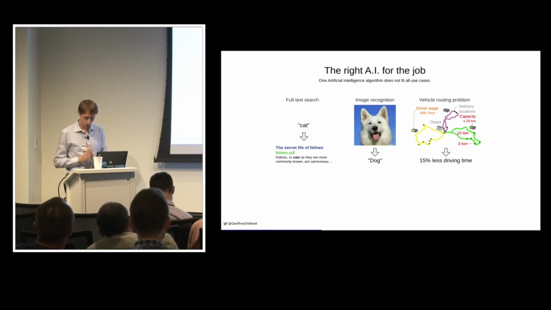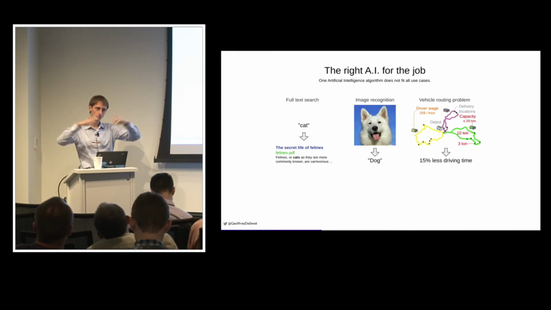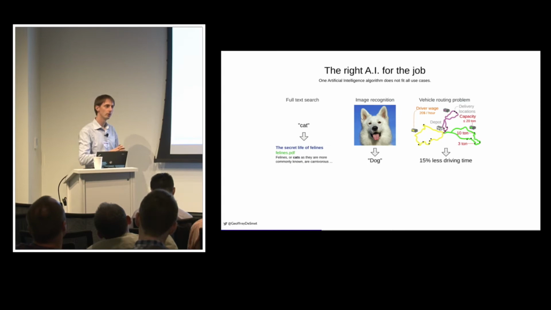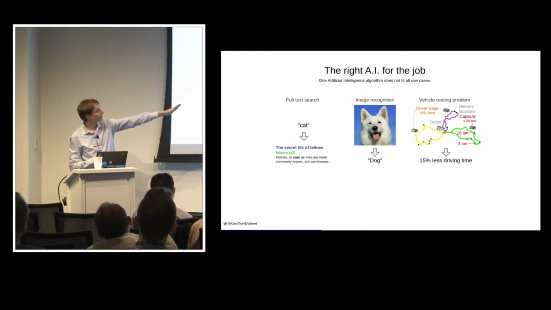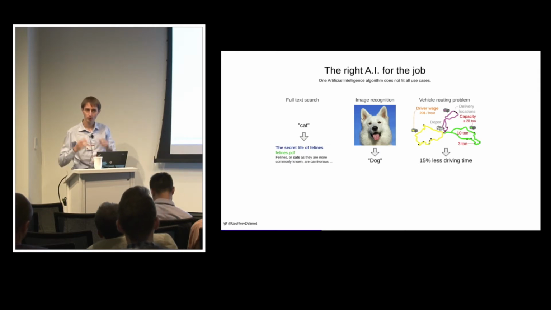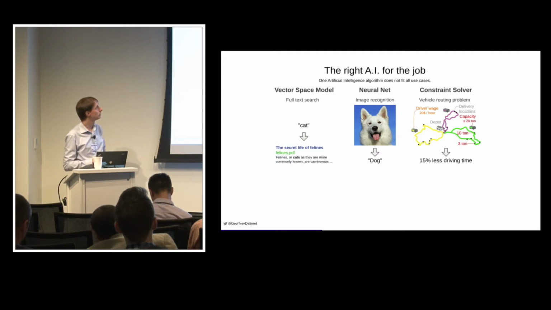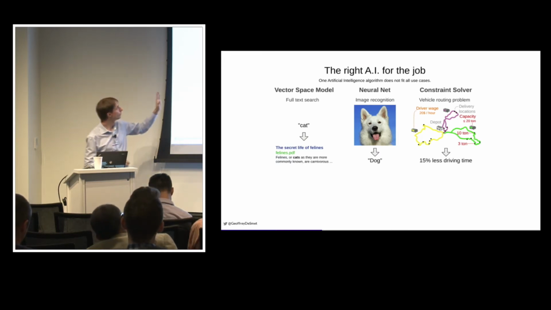Now, the interesting thing to know when you hear people talk about AI is that a lot of people just throw everything on one big pile, and they say, for example, neural nets will solve everything. They won't. Neural nets are great at the middle problem, image recognition, right? They're terrible at full text search, and they're terrible at the vehicle routing problem. Vice versa, OptaPlanner is great on the last one, terrible on the first two. So just to put things in context, you need to use the right AI algorithm for the job, right? So for the first case, the algorithm you want to be using is the vector space model.